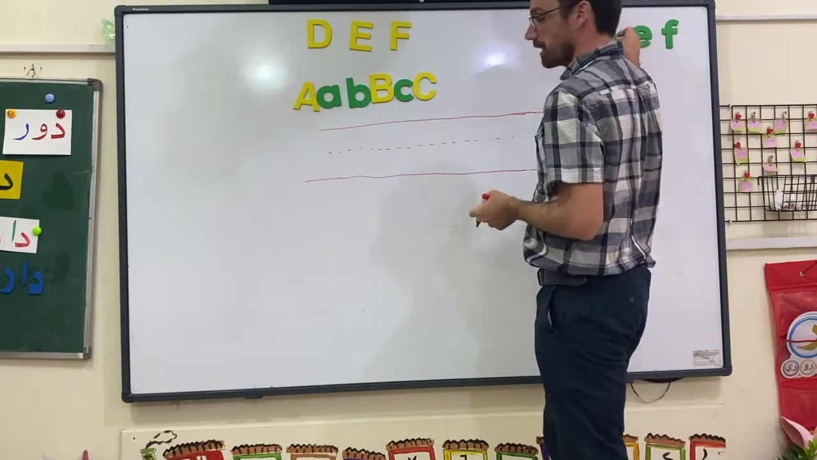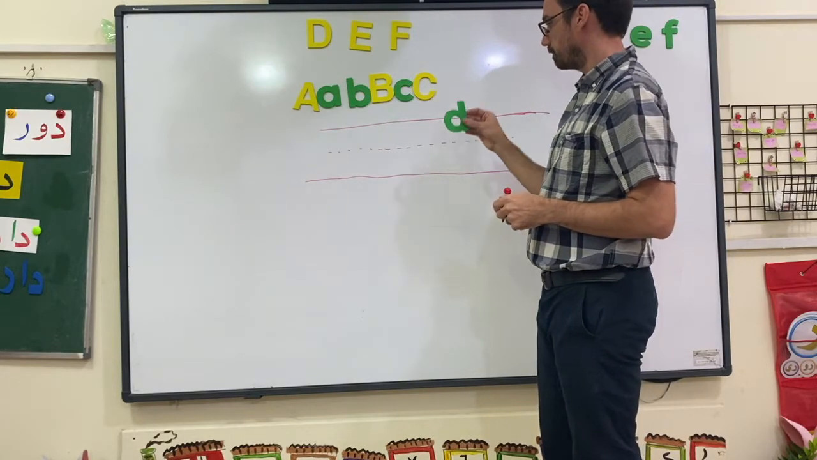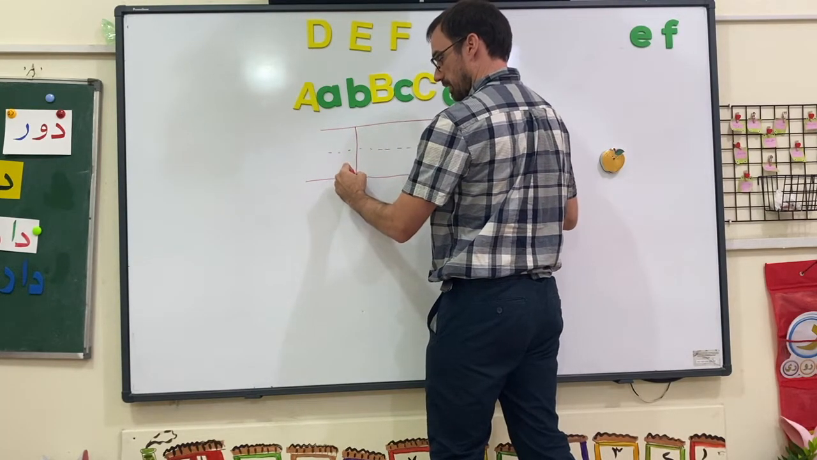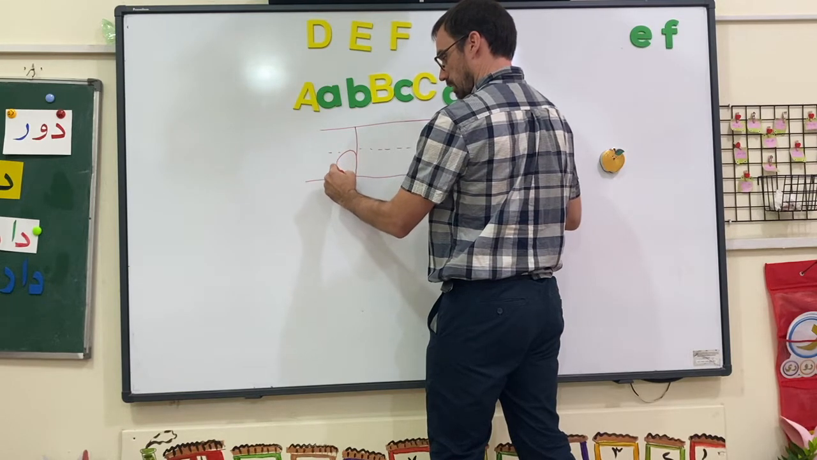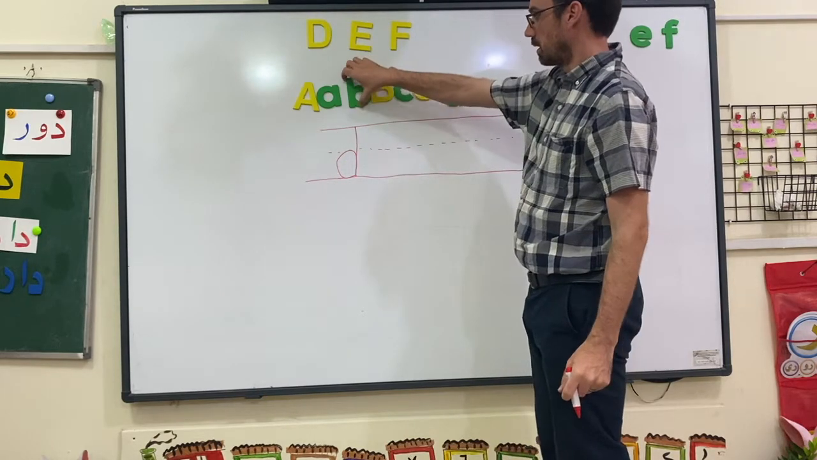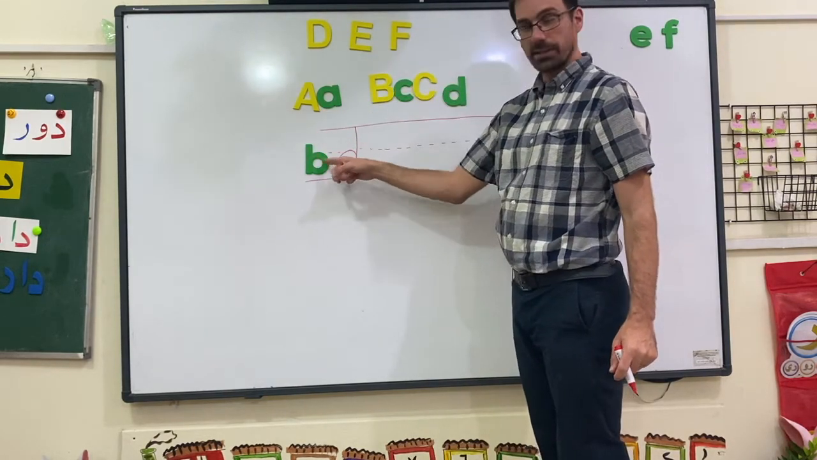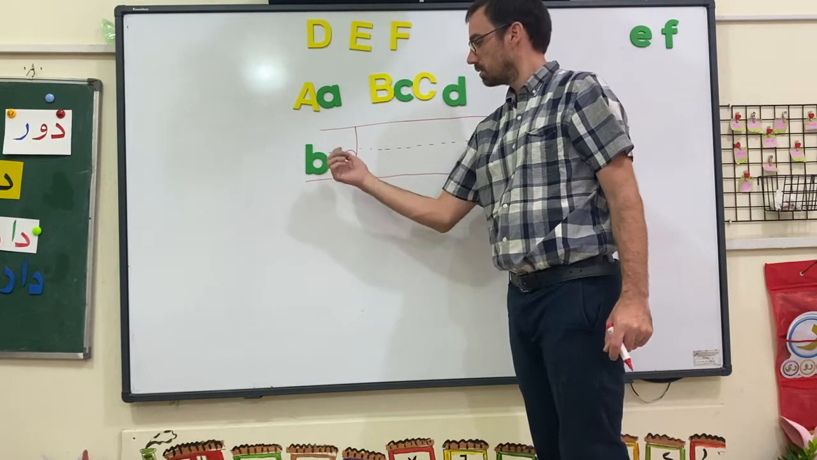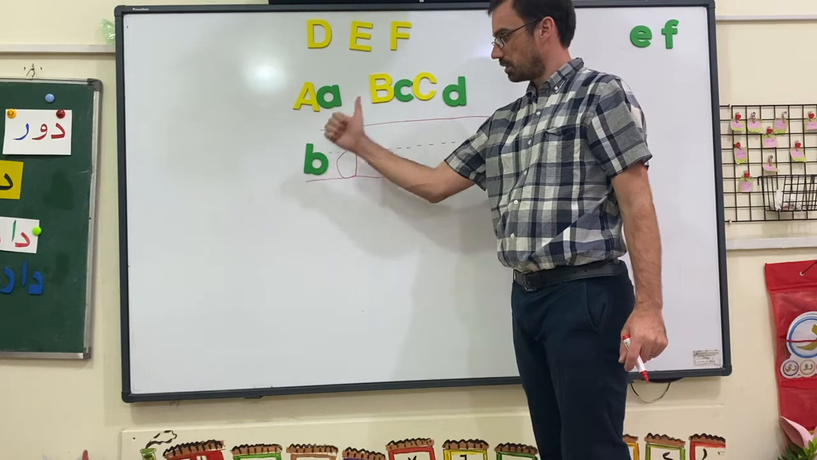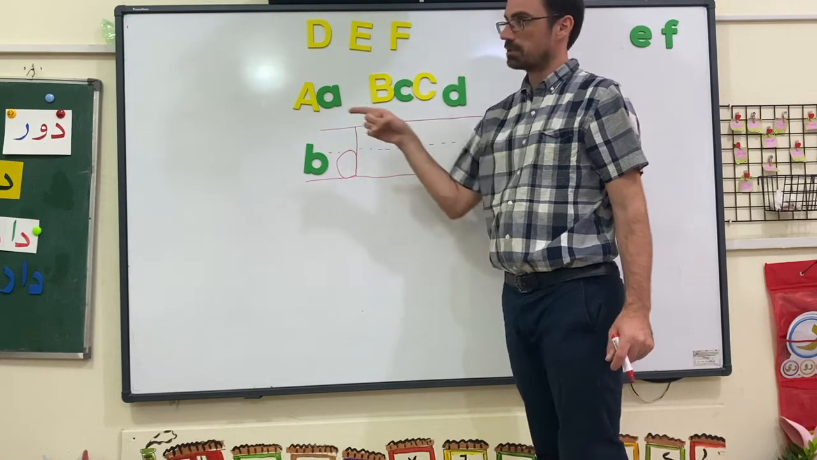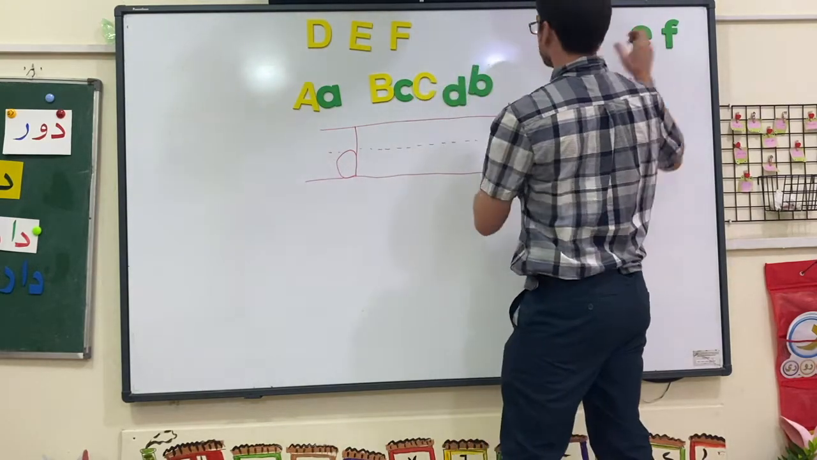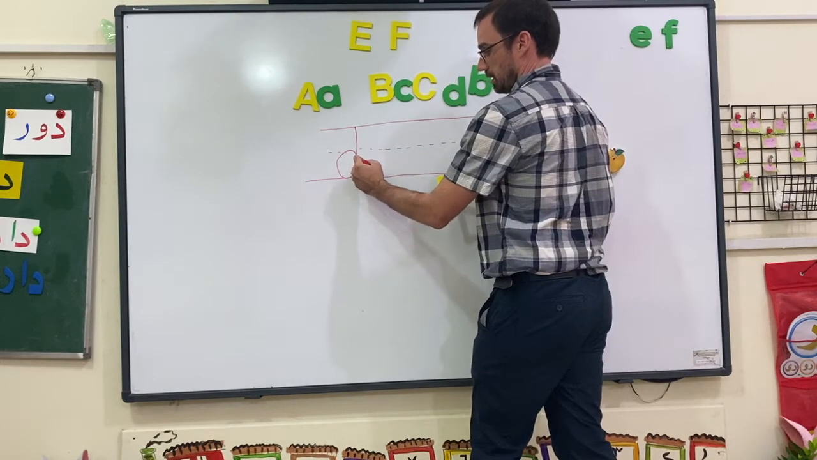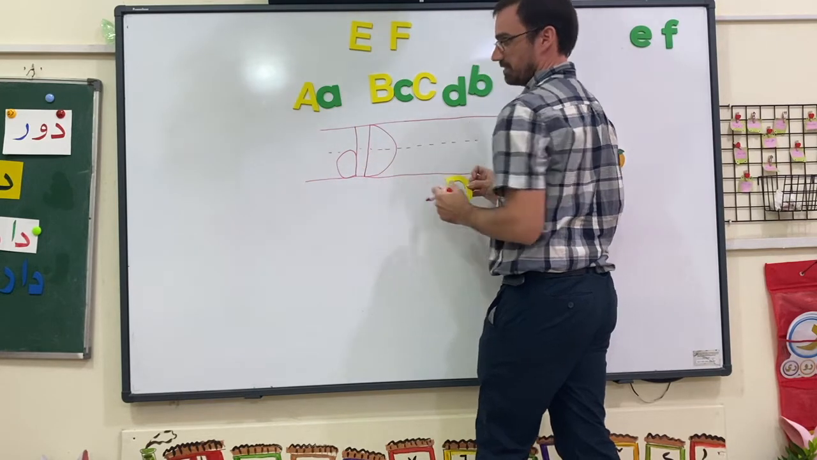The next letter is the letter D. To draw the small letter D, lowercase letter D, straight line down, then a circle. Notice the same shape as B, but reversed. So in the B, the circle is facing right, and the D circle is facing left. To draw the capital letter D, start at the bottom, go up, and circle around.